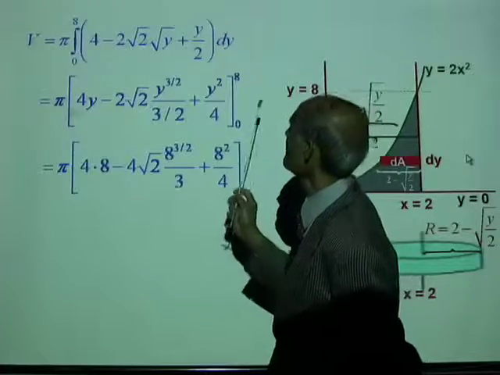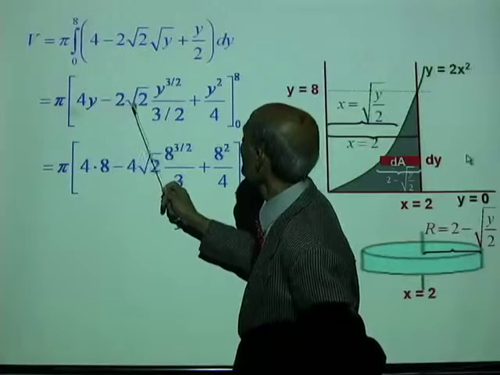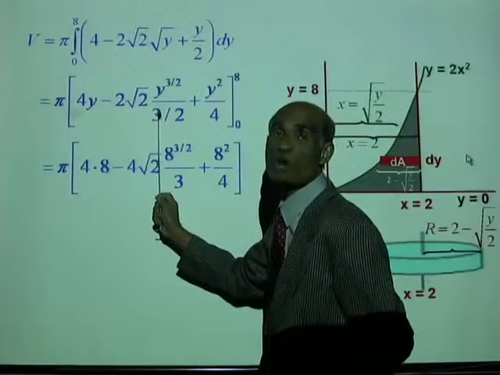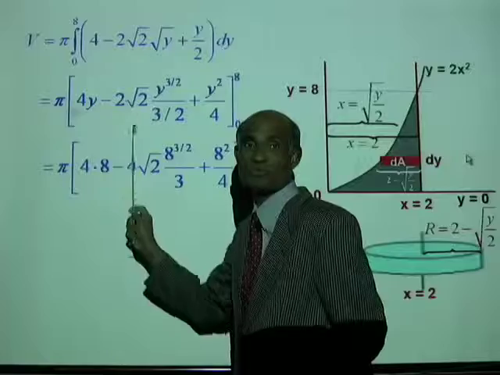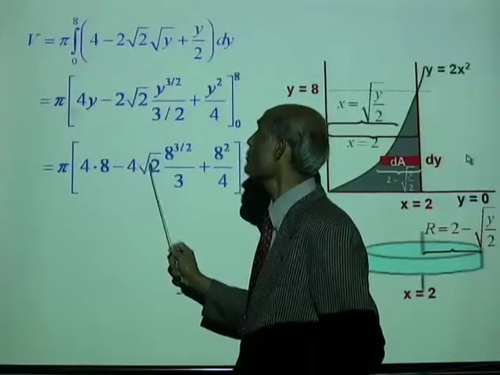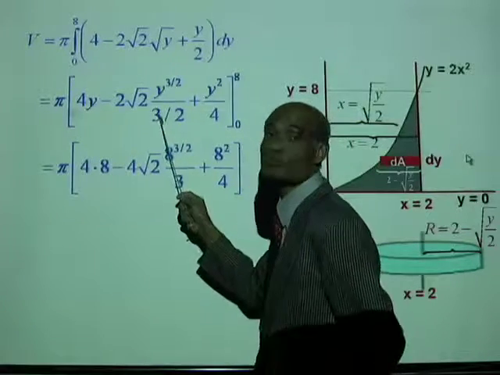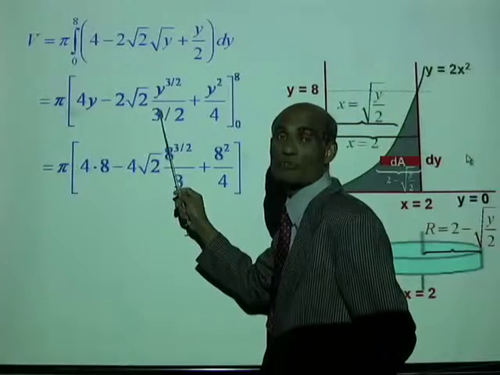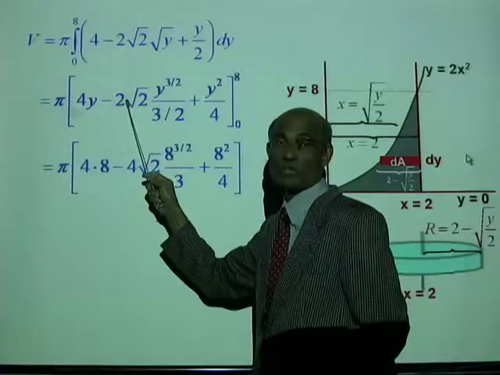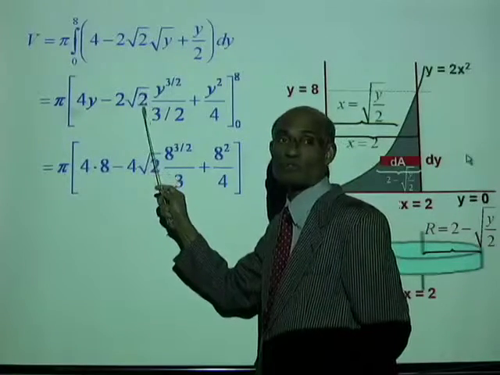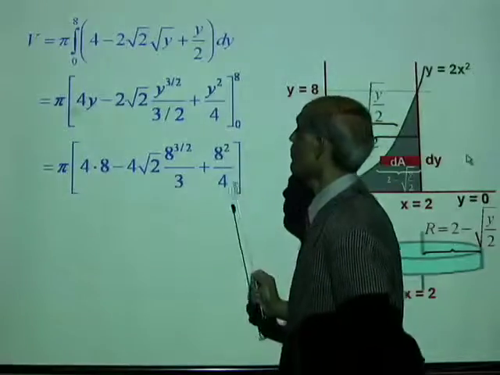Okay, let's use the upper limit. That will be 4 times 8 minus, look at this 3 over 2. 3 divided by 2, that 2 will go up and multiply with this 2 to give you 4. So that will be 4 square root 2. Replace y by 8, you get 8 to the power of 3 over 2 over 3. Now remember here, 3 divided by 2, that 2 goes up to the numerator, gets multiplied with this 2. That will give me 4 square root 2 over 3. That's what this is. Plus 8 squared over 4.